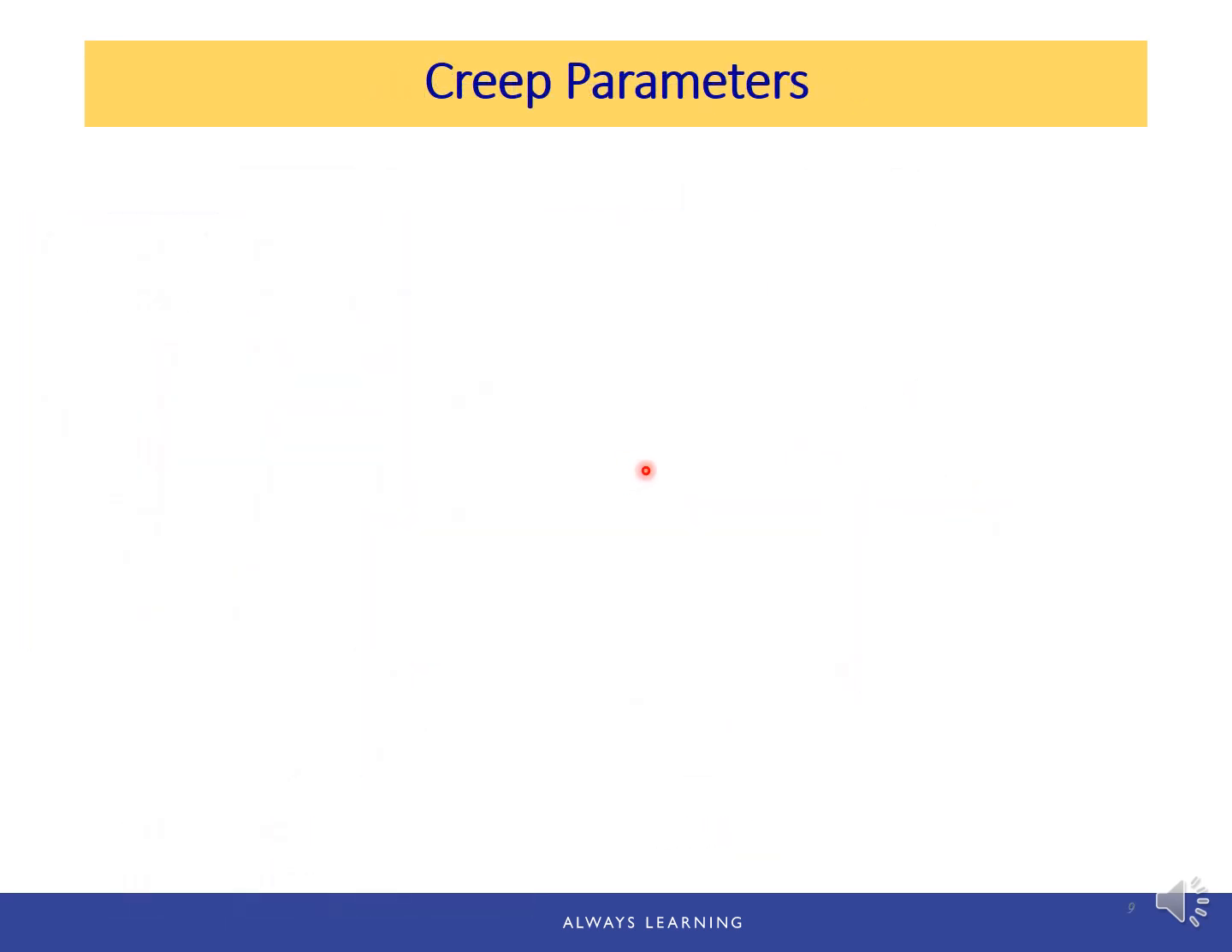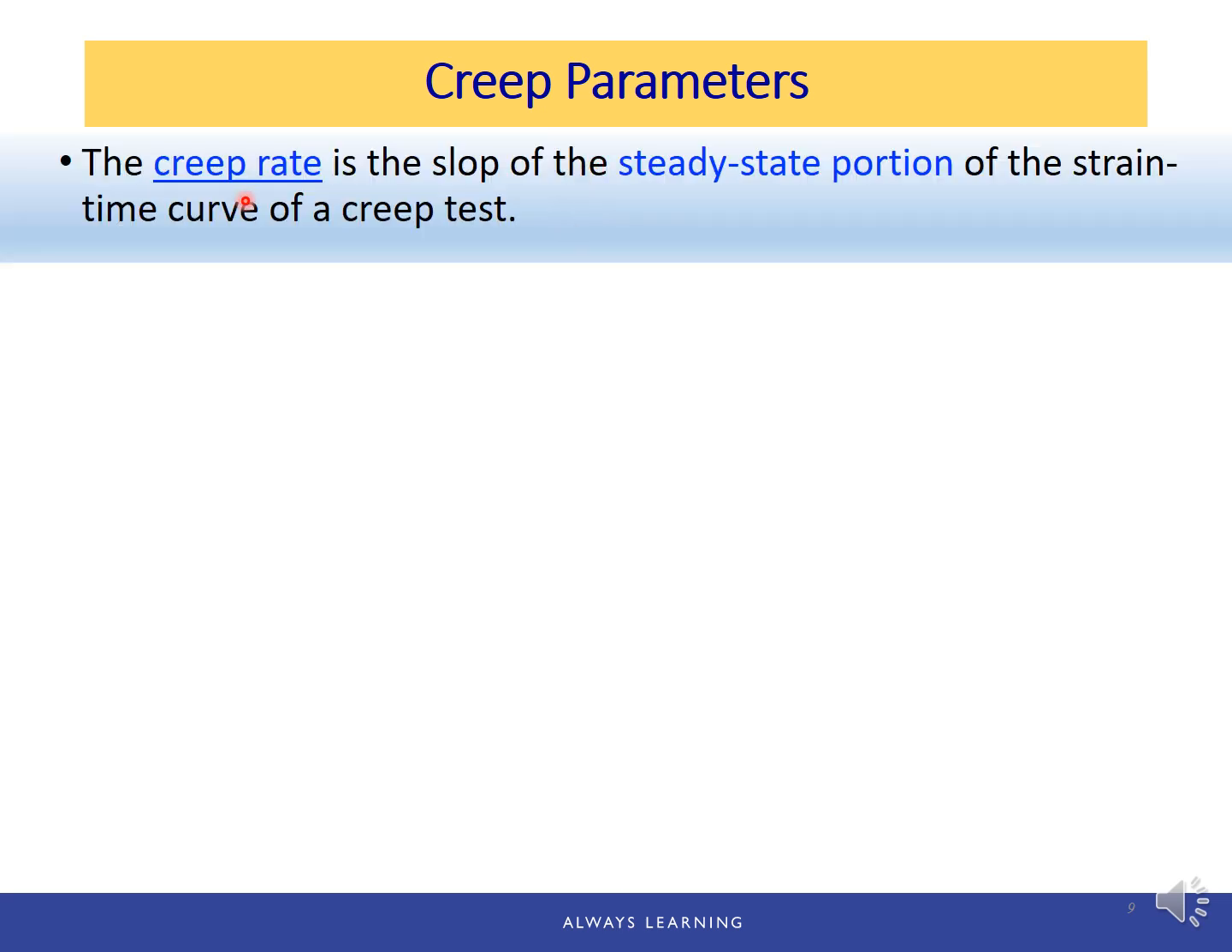From the creep test, we can get two important creep parameters. The first one is the creep rate, which is the slope of the steady-state portion of the strain-time curve obtained from a creep test, or the secondary creep portion, the linear portion. The creep rate is denoted by epsilon sub s dot, which is the ratio of the change of strain over the change of time.